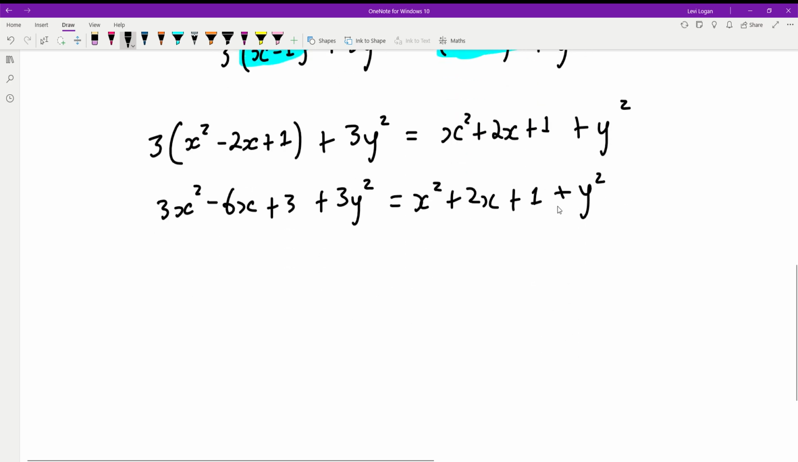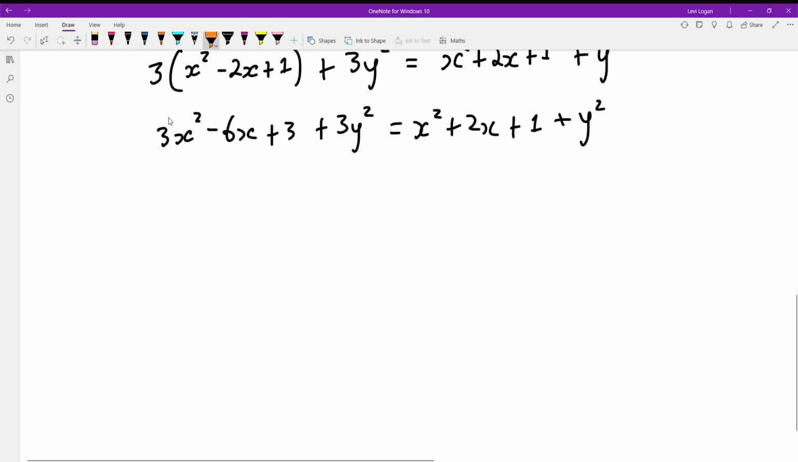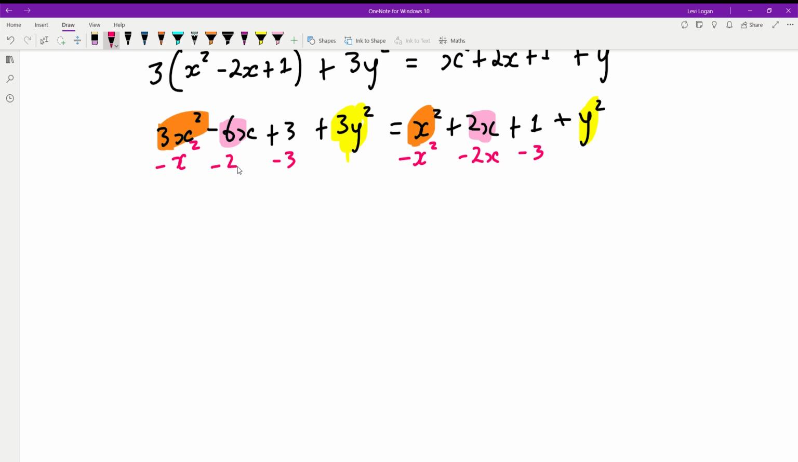Now we look for anything in common that we can group up. So we can see that's a like term with that. We can also see that's a like term with that. And we can finally also see that that's a like term with that. The rest of them are just constants. So I'm going to move all the constants to this side here. So I'm going to minus 3 on both sides. And then I'm going to minus the x squared here. I'm also going to minus the 2x here. And then finally I'm going to minus that y squared.